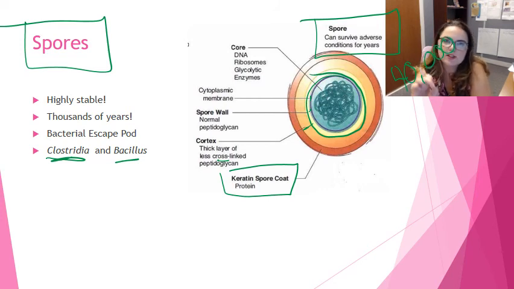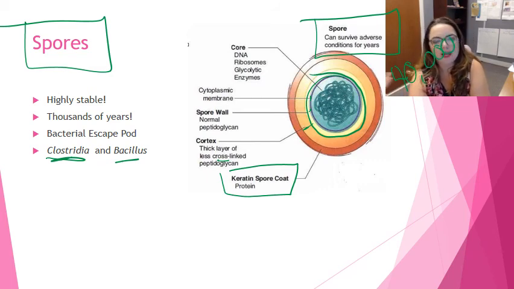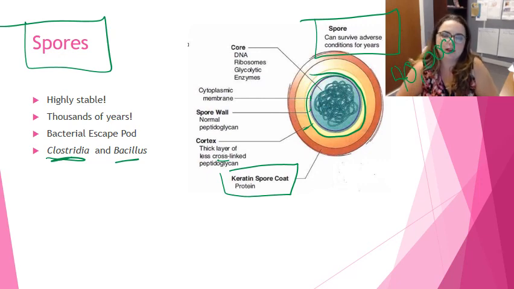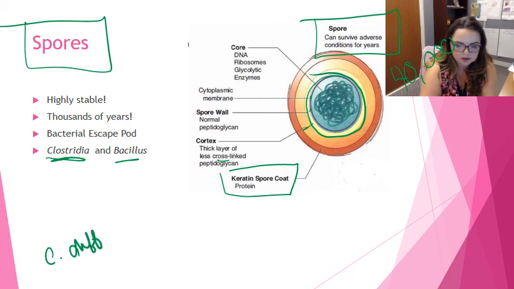So basically, this spore waits around until nutrients become rich again, and then it re-enters vegetative growth, creating the organism again. So it's a specialized structure that really makes these kind of hard to ever eradicate and also hard to kill. It's part of why like C. diff has been such an issue in hospitals, because C. diff is a Clostridia, so it produces spores.